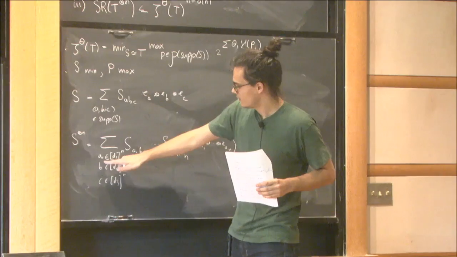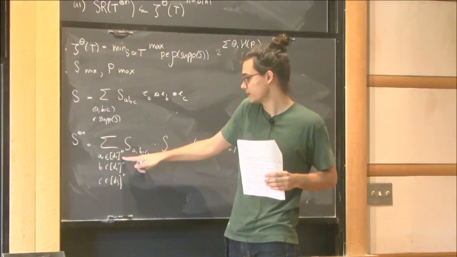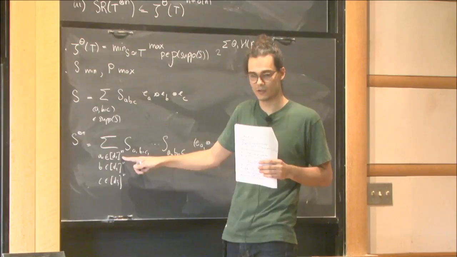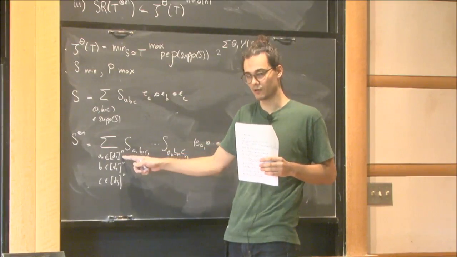So A, I look at A as a string. And then I just count how many ones are in the string, how many twos are in the string, etc. That's the empirical. Oh, sorry.